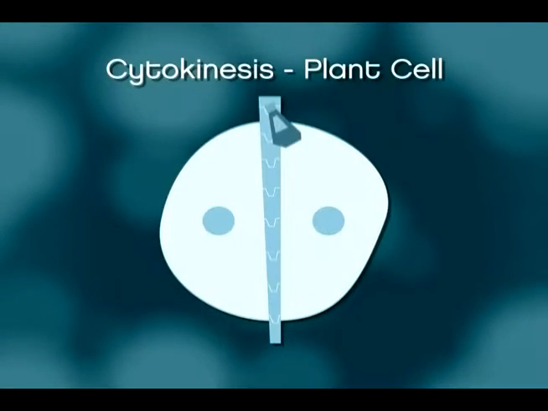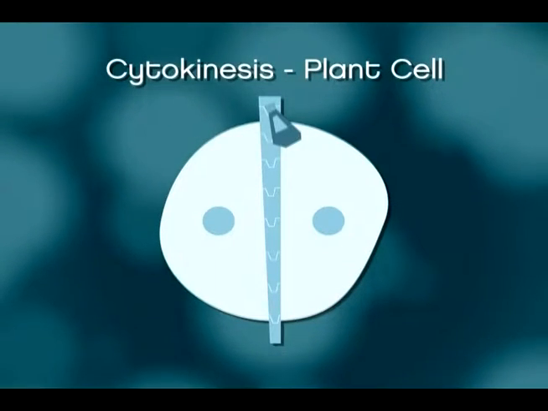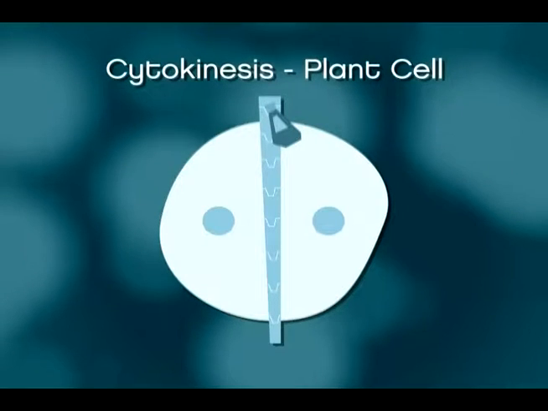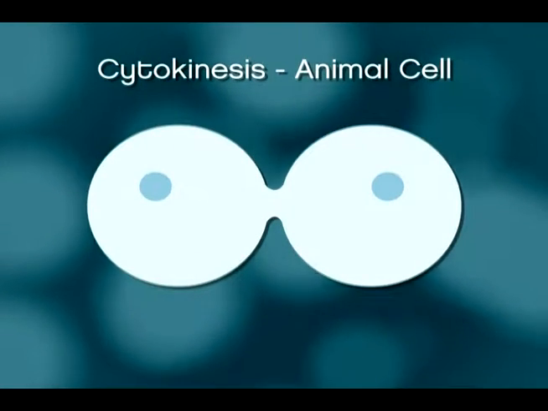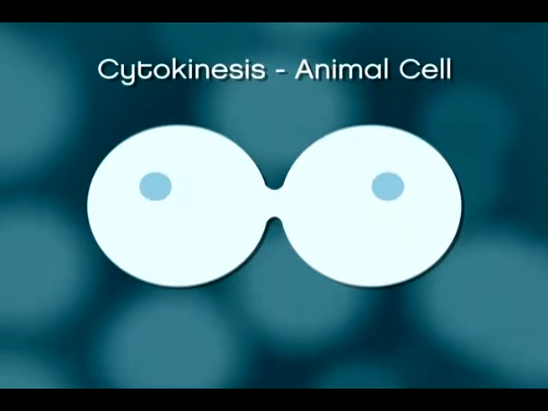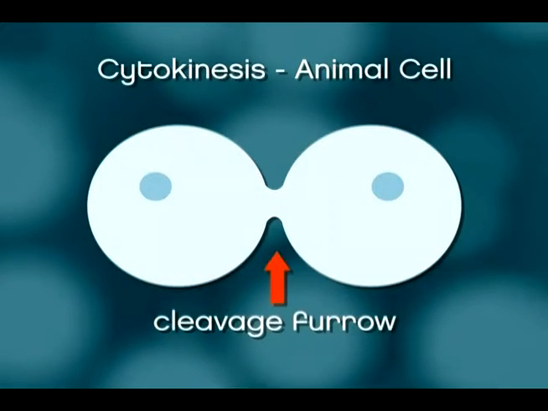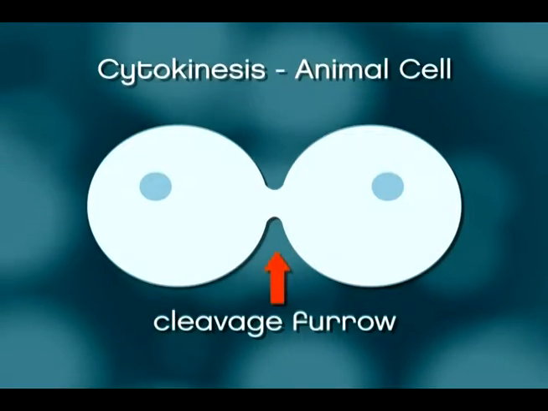Check it out. In a plant cell, a cell plate forms down the middle and separates everything into two cells. Pretty straight up. An animal cell's got a little more style. Animal cells divide along a cleavage furrow. That just means they pinch together and then pull apart.